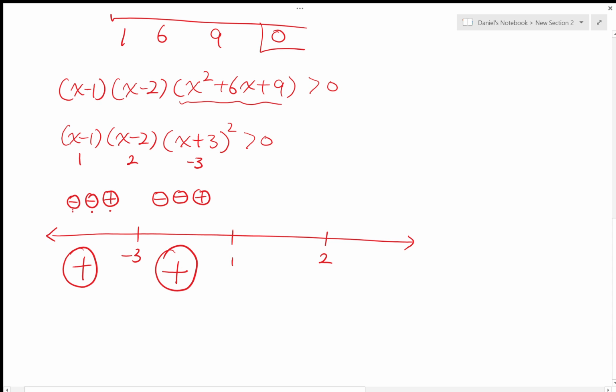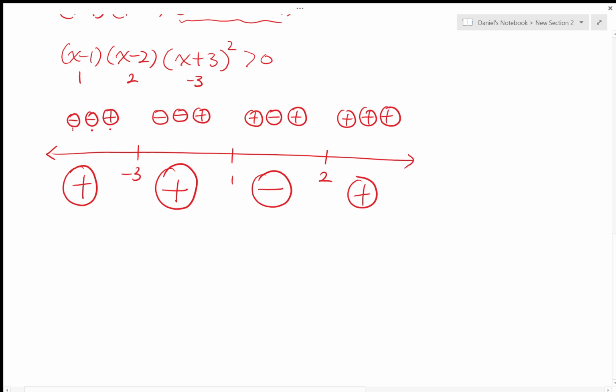Now then the 1 and 2, 1.5, we can choose that. So the first one will become positive, second one will become negative. Then the third one is again always positive. That yields negative. Now then the last one, we have 2, so bigger than 2, positive, positive, and positive. So that yields positive.